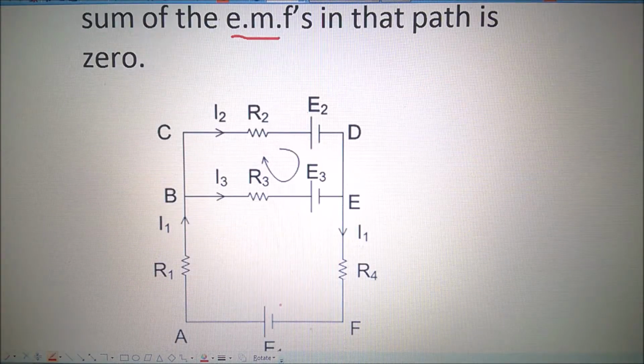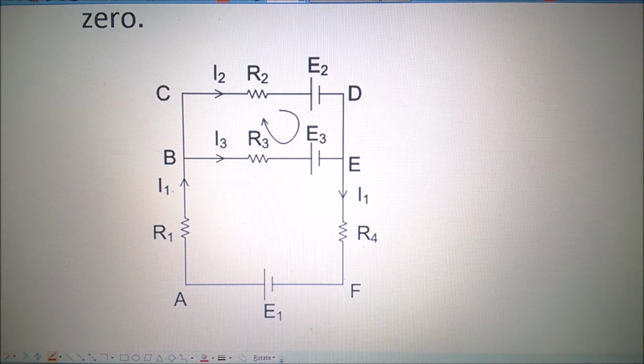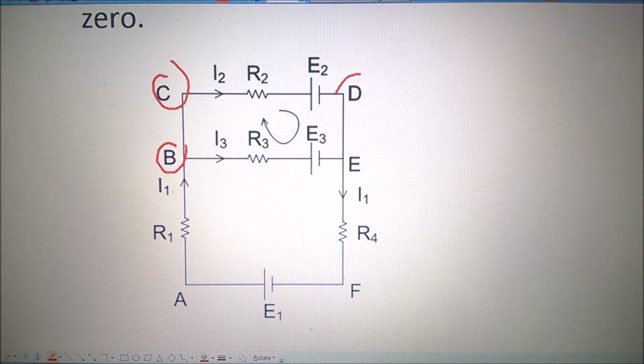Now let us consider this circuit. One of the closed paths is this: B, then we go to C, then D, then E, and again come back to B. That means B, C, D, E, B. In that, we can randomly take any direction in any branch. We have chosen these directions of our choice; it is not compulsory to choose these directions only.